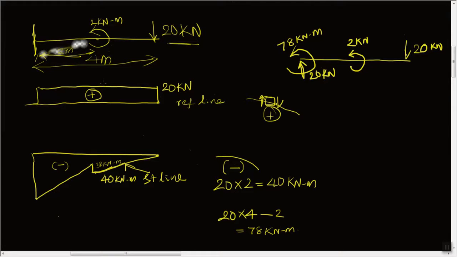And coming to the bending moment diagram, we have two bending moments here in the free body diagram, that is 2 kilonewton meter here in the middle and 78 kilonewton meter at the end. So we have the same things here also. In the bending moment diagram, we have in the middle a 2 kilonewton meter vertical line. Similarly, we have a 78 kilonewton meter vertical line at the end.